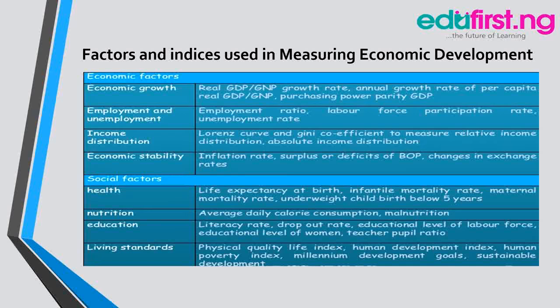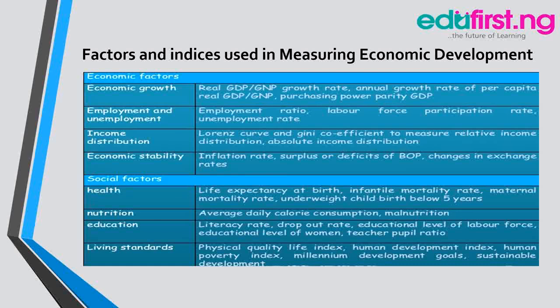Now, these are the factors and indices used in measuring economic development. First is economic growth, that is real GDP, GNP growth rate, annual growth rates of per capita real GDP, GNP, purchasing power parity GDP, employment and unemployment, employment ratio, labor force participation rate, and unemployment rate, income distribution, the Lorenz curve and the Gini coefficient to measure relative income distribution and absolute income distribution, political stability, that is the inflation rate, the surplus or deficit of BOP, changes in exchange rates.